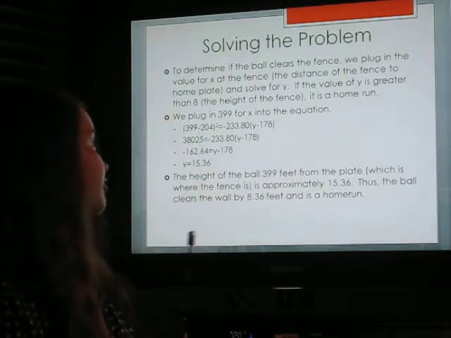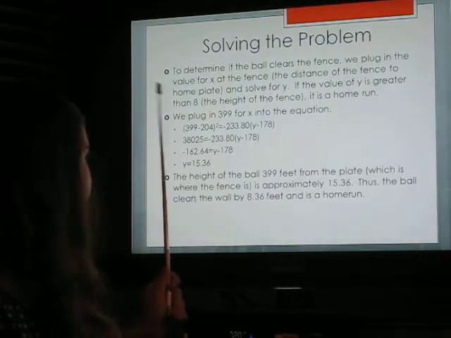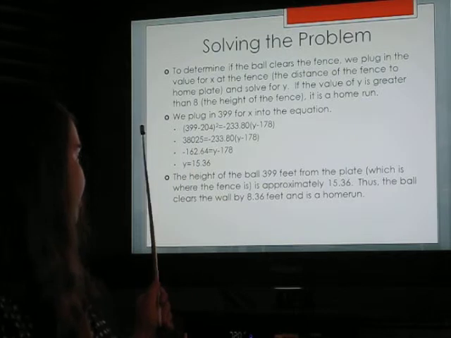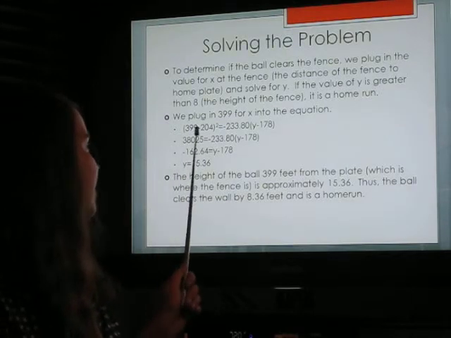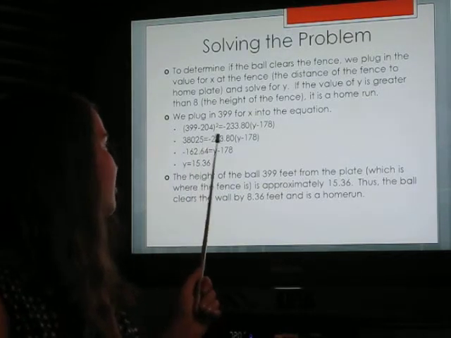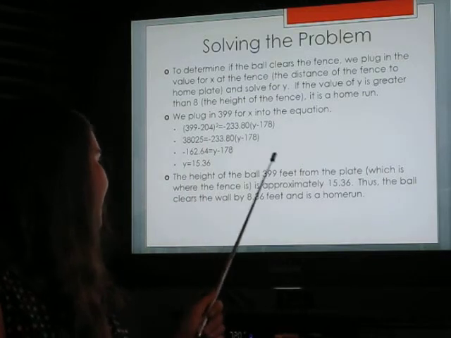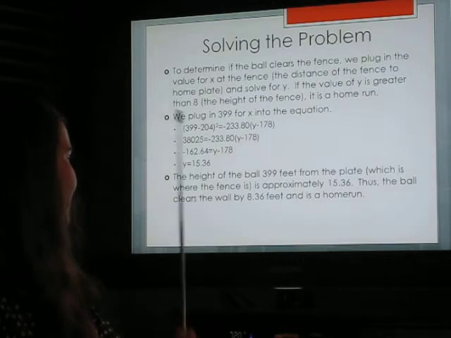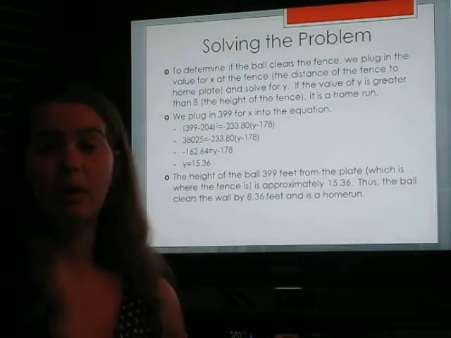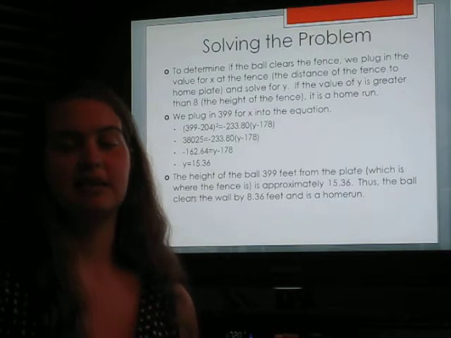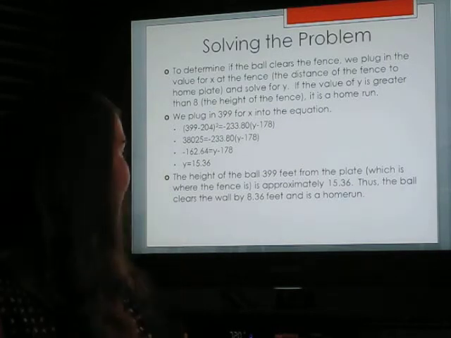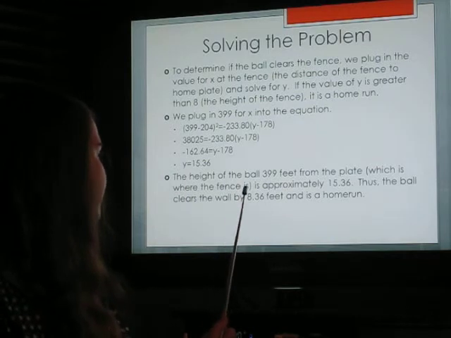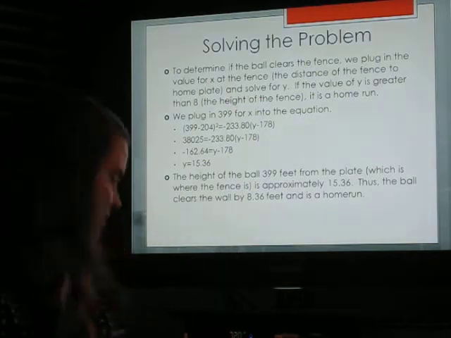So we plug in 399 for x into the equation, and we get 38,025 equals negative 233.80 times y minus 178, and then we divide both sides of the equation by this and add 178 to both sides, and we get y equals 15.36. So obviously this is a greater value than 8, and so the ball would clear the wall by 7.36 feet.